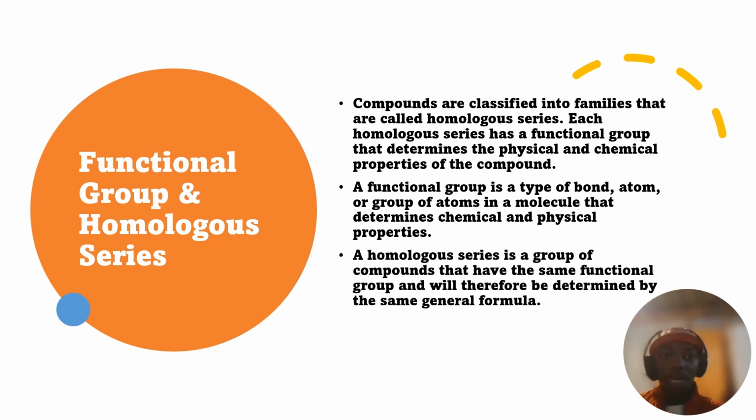And then it says a homologous series is a group of compounds that have the same functional group and will therefore be determined by the same general formula, right? So this means that all compounds that have the same general formula have the same functional group. So they are grouped together into the same group, and they have similar properties. Because if they have the same functional group, they'll have similar chemical and physical properties, guys. So yeah, that's it.